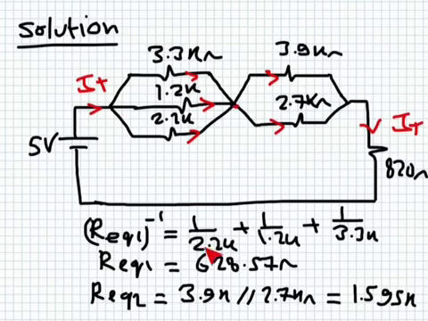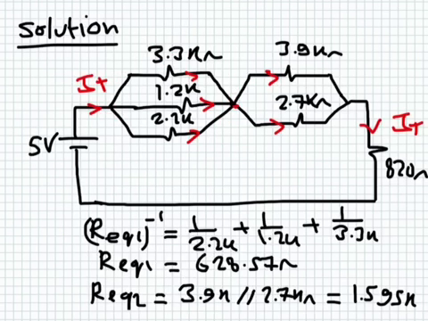So if I get the inverse of these ones, add them, and then take the inverse of the sum, you end up with R equivalent equals 628.57 ohm. So the equivalent combination of these three is 628.57.